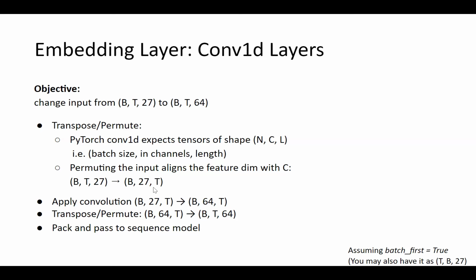After that, you have to transpose it back again before you do the packing and before you pass it on to the sequence model. Because when you are packing the sequence, it again expects the number of channels to be the last dimension. As we see, there is a slight mismatch between what the packing operation expects and what this 1D CNN operation expects. So you need to take care of the dimensions while performing the necessary transpositions.